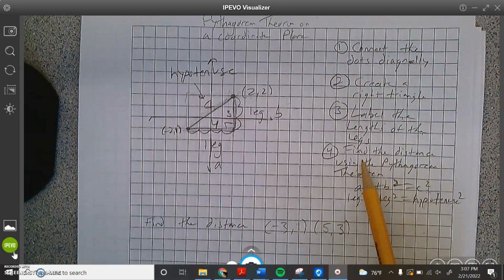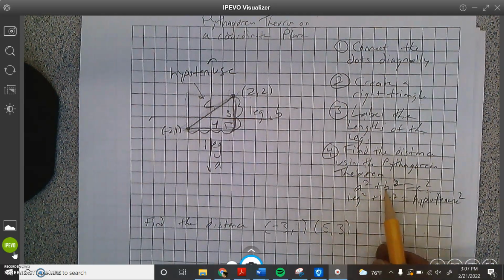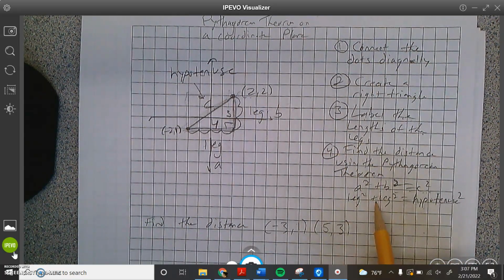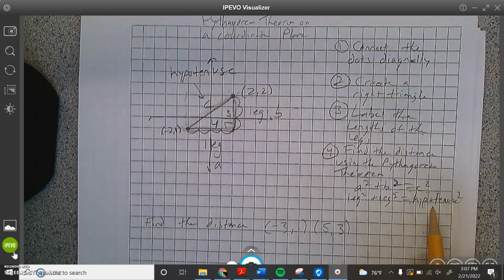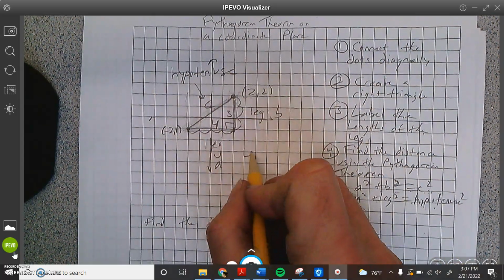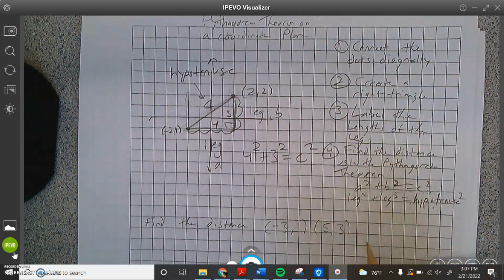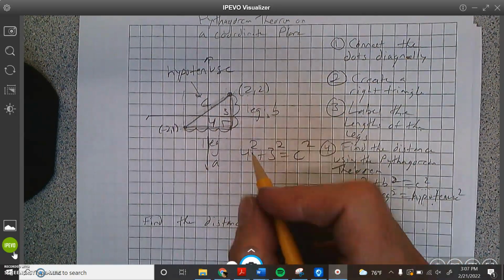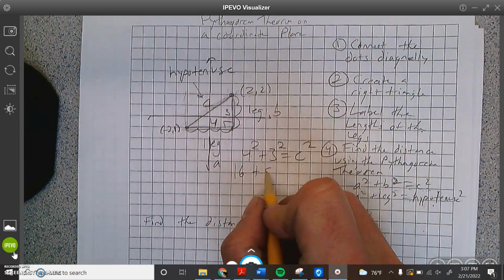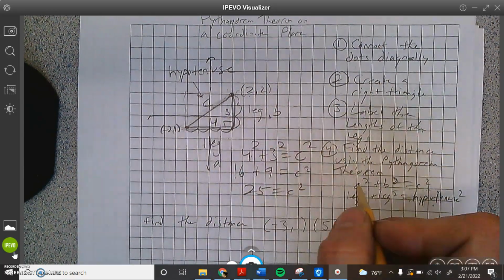And so, step 4: find the distance using the Pythagorean theorem. A squared plus B squared equals C squared, aka leg squared plus leg squared equals hypotenuse squared. So that would be 4 squared plus 3 squared equals C squared. 4 times 4 is 16. 3 times 3 is 9. 25 equals C squared.